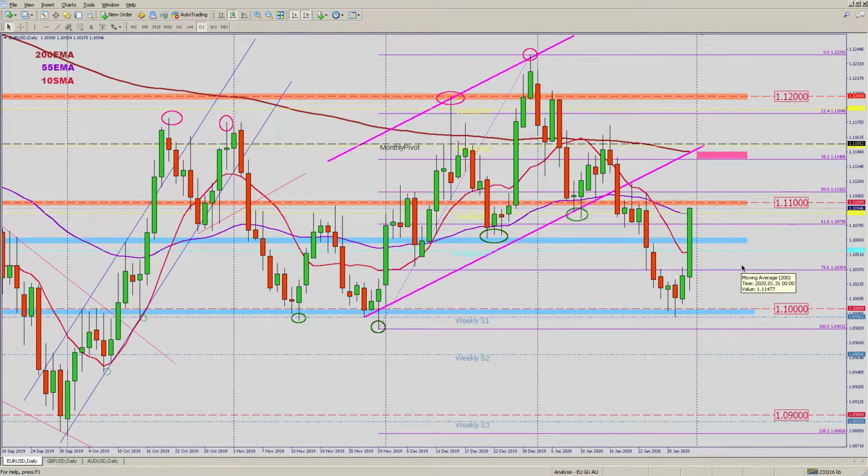Right, this week for the Eurozone, there's only a couple of minor news with manufacturing PMIs and services PMIs, but all will be looking towards Friday with the US non-farm payroll report.